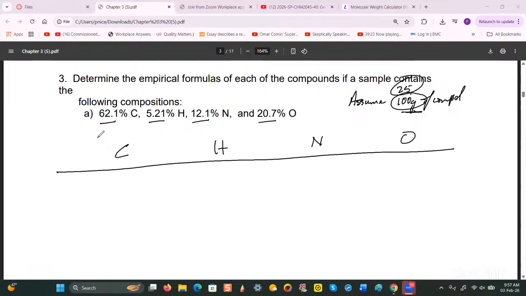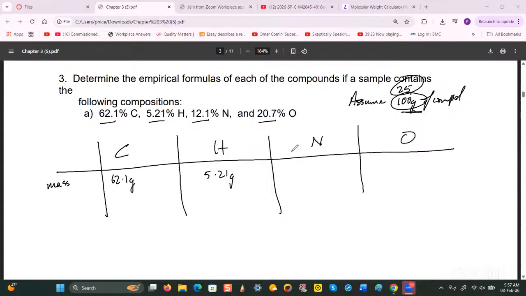And because we have assumed that we're working with 100 grams of the compound, I'm going to create a row here for the mass of each element, right? So we assume 100 grams of the compound, which means that the mass of carbon is 62.1 grams. The mass of hydrogen is 5.21 grams. The mass of nitrogen is 12.1 grams. And the mass of oxygen is 20.7 grams, all right? So that's the first row, right?